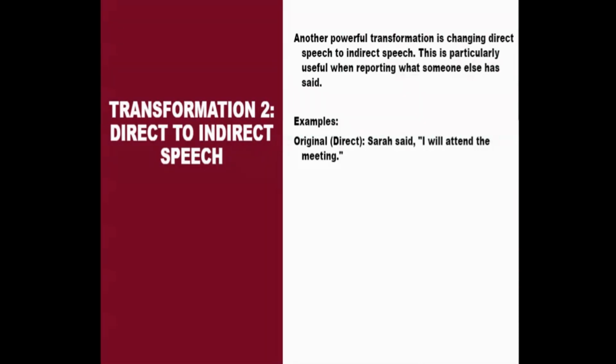So here you see that the direct words of Sarah are in quotes. "I will attend the meeting," Sarah said. Now, in indirect or reported speech, which of course is the transformation of the direct speech, we can have the following sentence. Sarah said that she would attend the meeting. Okay.